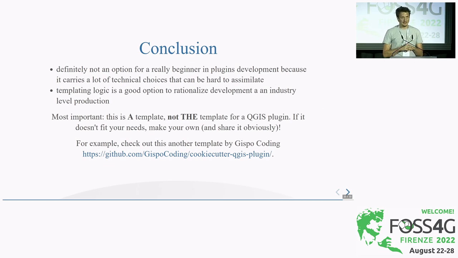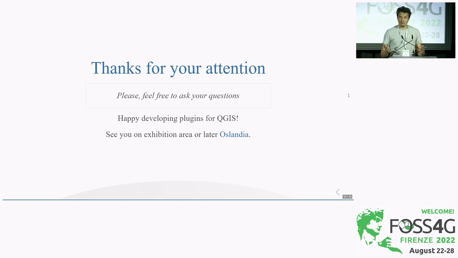So in conclusion, it's definitely not an option for a beginner developer. Put it in between it and the Plugin Builder. The Plugin Builder is better for this goal because our template carries a lot of technical choices and concepts that can be hard to assimilate. The templating logic is a good option to rationalize development at an industry production level. And most important, this is a template, not the template for QGIS plugins. So if it doesn't fit your needs, make your own and share it, obviously. For example, another company, Gispo Coding, that I already mentioned, created one on their side. Thank you for your attention.